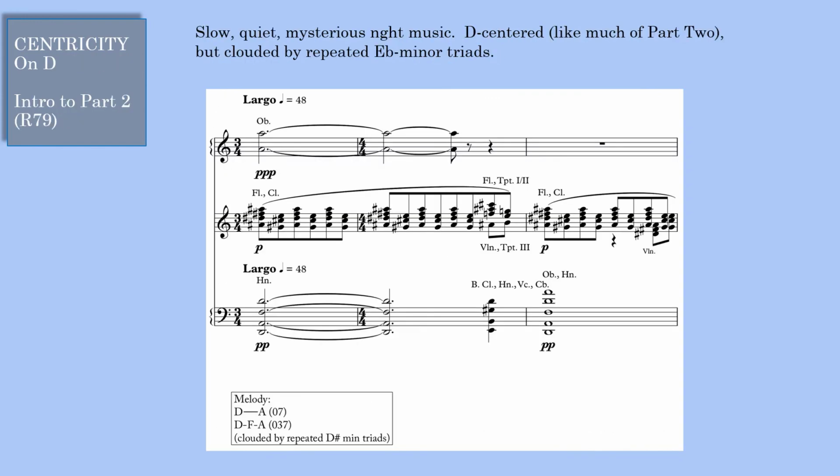In contrast, Part 2 is oriented towards D as its global tonic and bracketed by D-centered scenes. Part 2 begins with a slow, quiet, mysterious night music. The harmony is oriented toward D minor, but clouded by repeated E-flat minor triads.